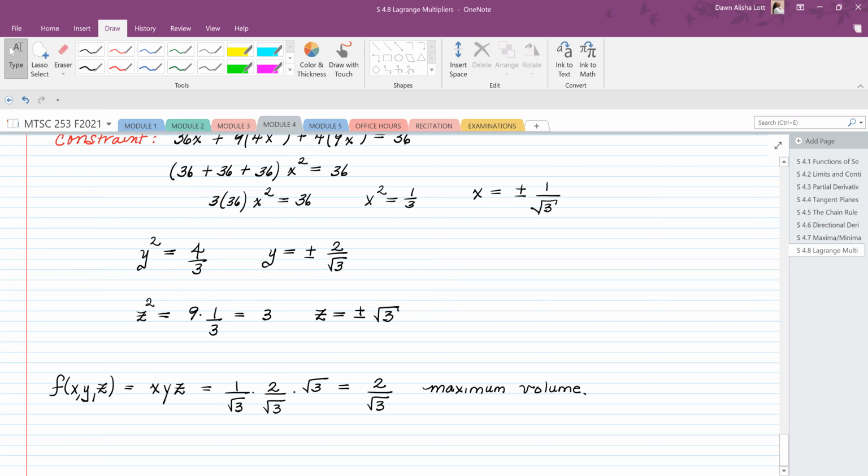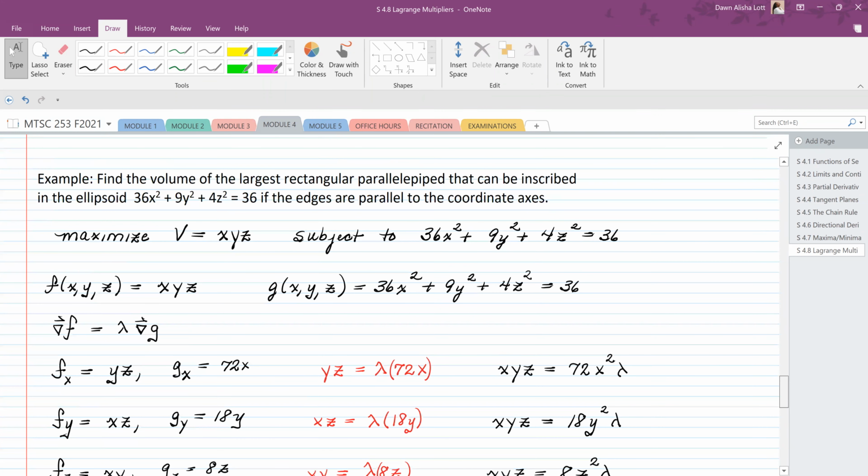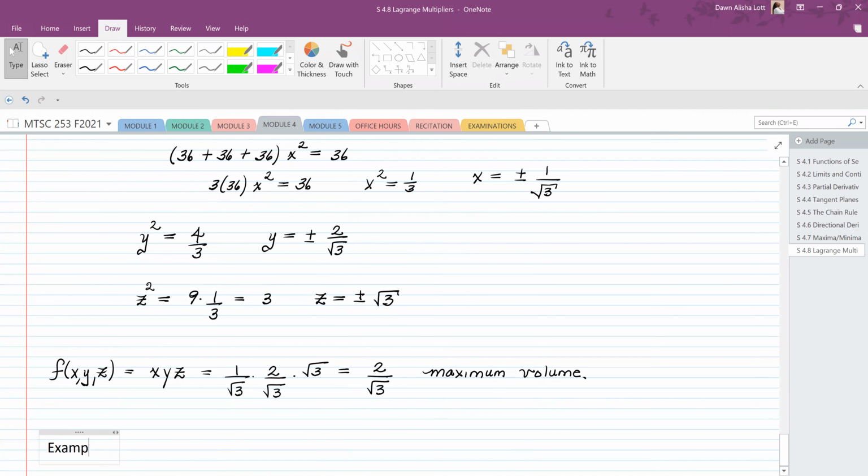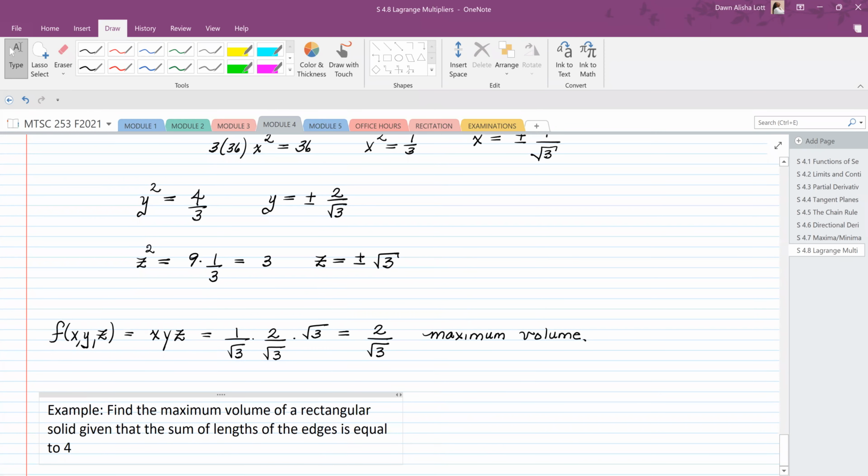Okay. I'm going to do another one. Find the maximum volume of a rectangular solid given that the sum of lengths of the edges is equal to 4a.